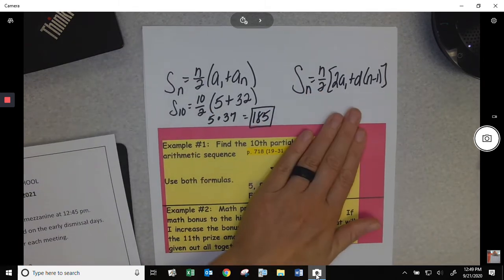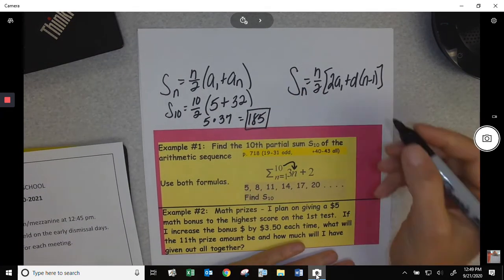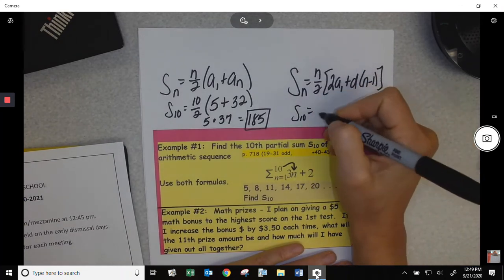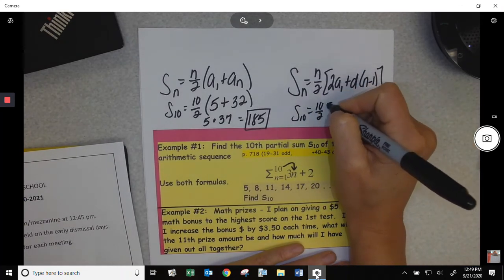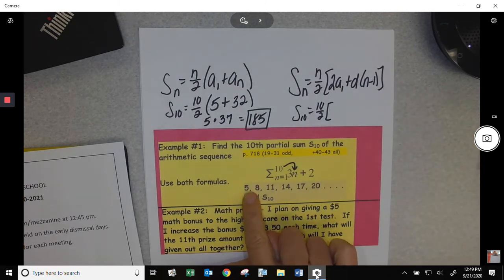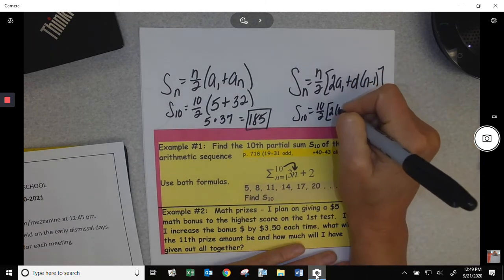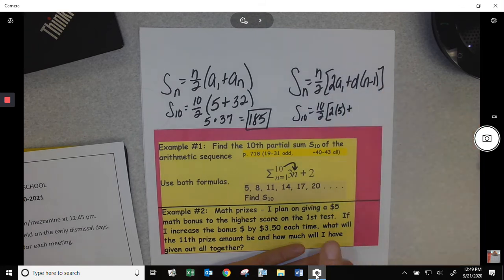Okay, or feel free to do it using this form. So I'm finding the sum of the first 10 numbers. It's 10 numbers again. 2 times my first number I can get here, or I can plug in the 1. So 2 times 5. What is it going up by? I look at this sequence. It's going up by 3.